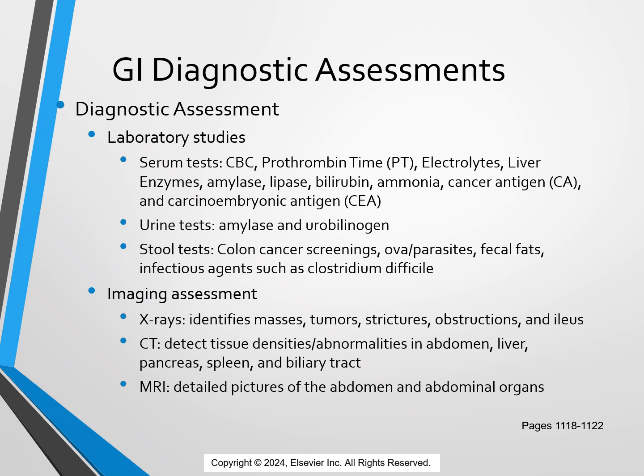After our serum test, we will be looking at the urine. In our urine, amylase levels are elevated in acute pancreatitis. Urobilinogen is a type of bilirubin converted in the intestines and excreted in the urine. High levels indicate liver or biliary obstruction before jaundice appears.